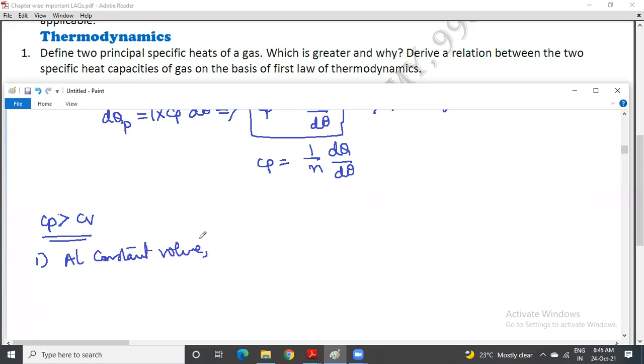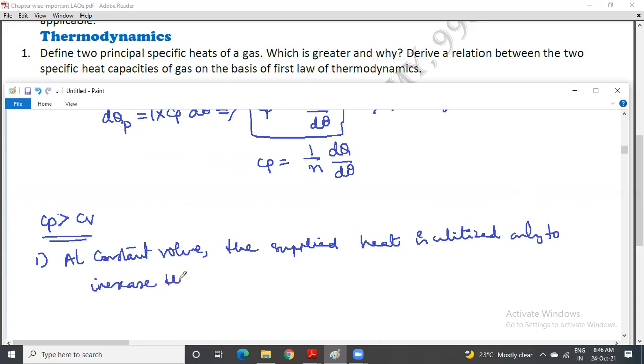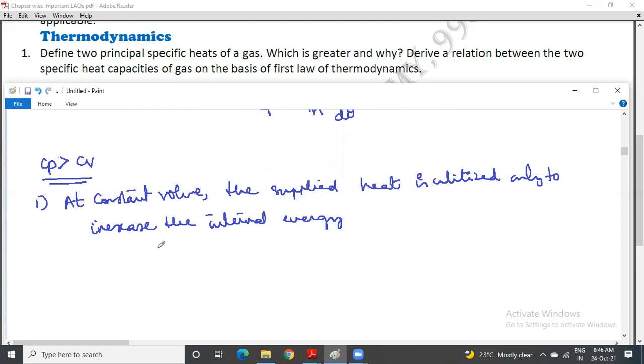the supplied heat is utilized only to increase the internal energy. So once again let me write the first law of thermodynamics: heat supplied at constant volume.